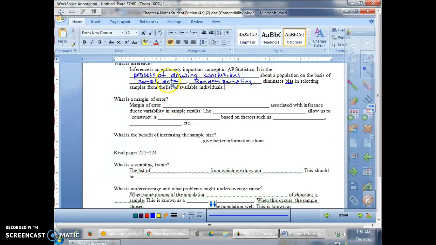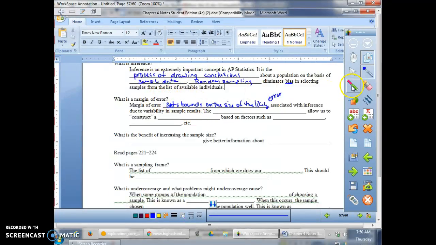So what is margin of error? We didn't talk about this much, but margin of error sets bounds on the size of the likely error associated with inference due to variability in sample results. So I want to focus on the word error right here.